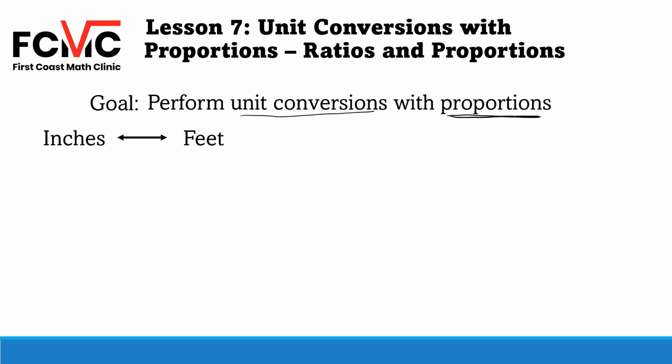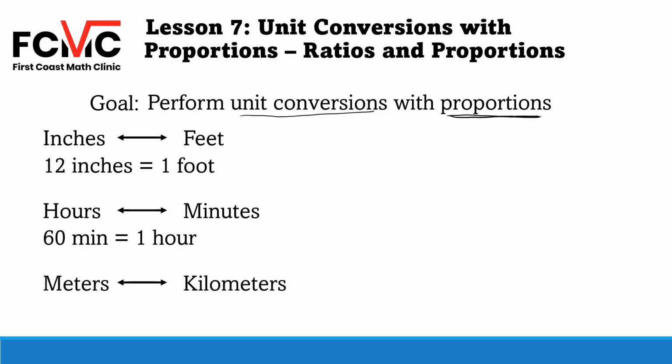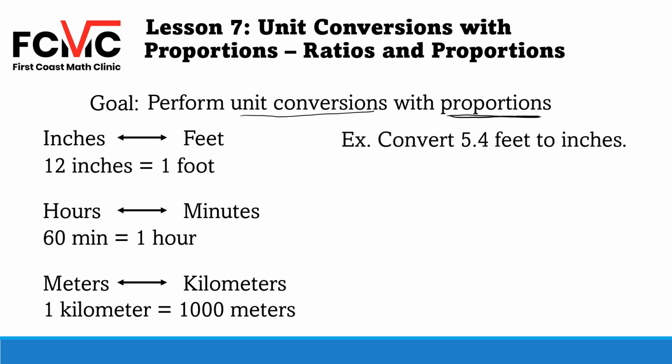So just a quick review of some of the conversion factors we're going to use. We know for inches to feet, 12 inches is 1 foot; hours to minutes, 60 minutes is 1 hour; meters to kilometers, 1 kilometer is 1,000 meters. We're going to use these conversion ratios to help us do unit conversions with proportions. So for example, let's say we've got 5.4 feet and we want to convert to inches.